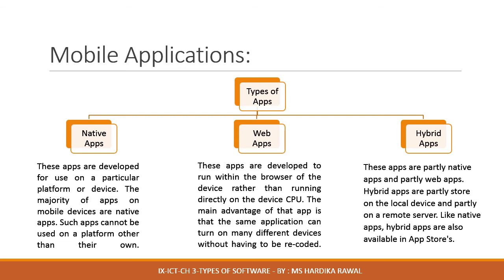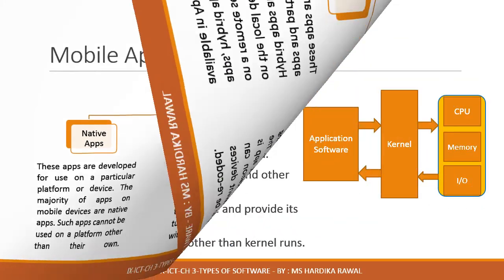Next is the hybrid apps. These apps are partly native apps and partly web apps. Hybrid apps are partly stored on the local server and partly on the remote server. Like native apps, hybrid apps are also available in app stores. For example, Candy Crush is a gaming app. If you play it on a mobile device, it's a native app. But if you play with other players, it works as a web app. Thus, it is a suitable example of the hybrid app.